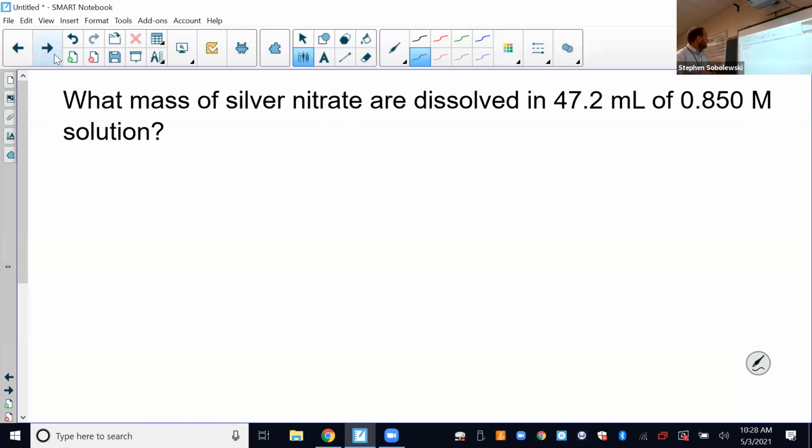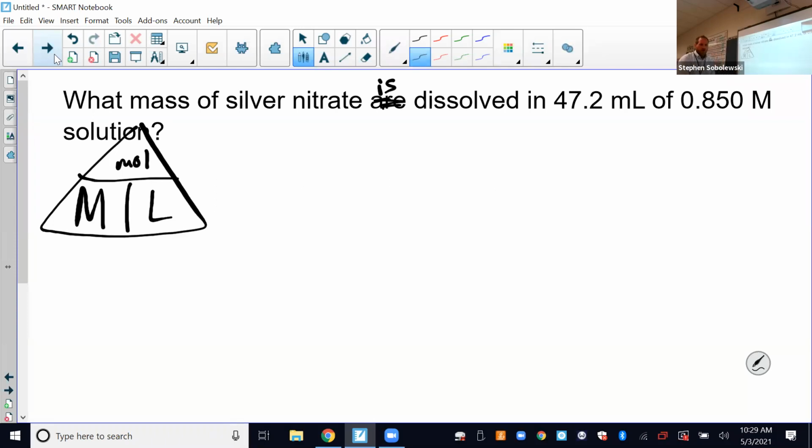All right, in this problem, it says what mass of silver nitrate is dissolved. I think I originally wrote how many grams of. So what mass of silver nitrate is dissolved in 47.2 milliliters of 0.850 molar solution? Notice I'm not asking for molarity anymore. Remember, the molarity triangle goes like this. Molarity, moles, liters.